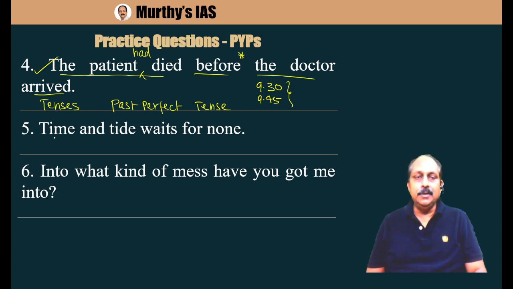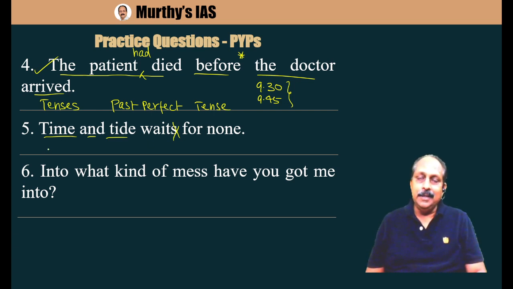Time and tide. Here we have two words and there's a conjunction. Two subjects, there's a conjunction. Sentence is in present tense, affirmative. Then we should not add s or es to the verb. So, what is the correct sentence? Time and tide wait for none.